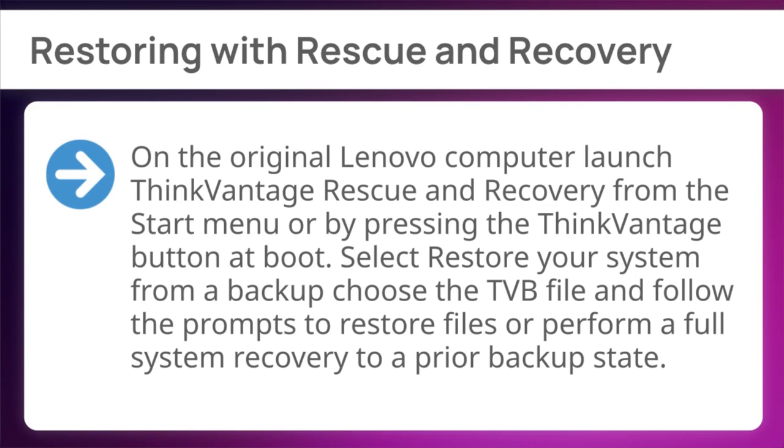On the original Lenovo computer, launch ThinkVantage Rescue and Recovery from the Start menu or by pressing the ThinkVantage button at boot. Select Restore your system from a backup, choose the TVB file, and follow the prompts to restore files or perform a full system recovery to a prior backup state.